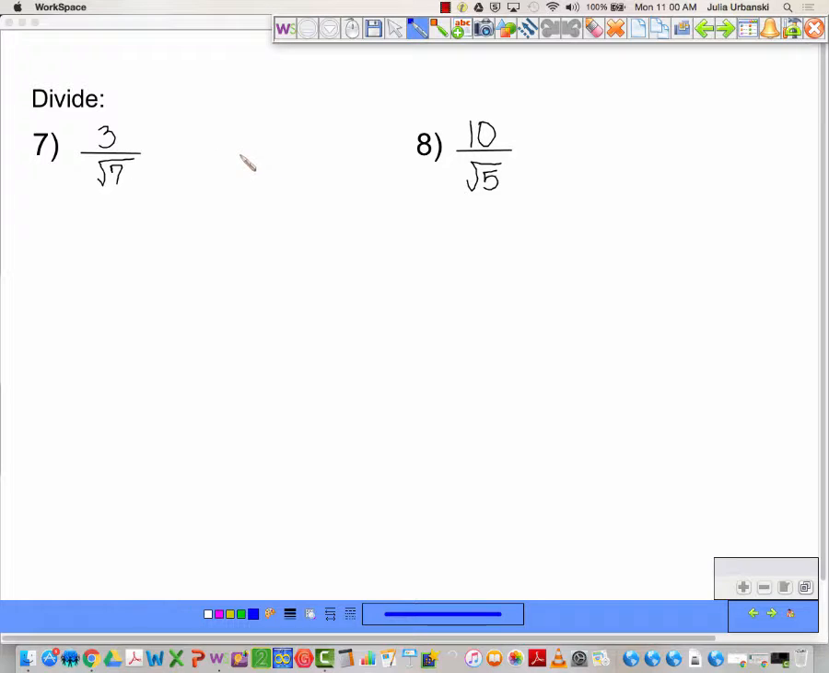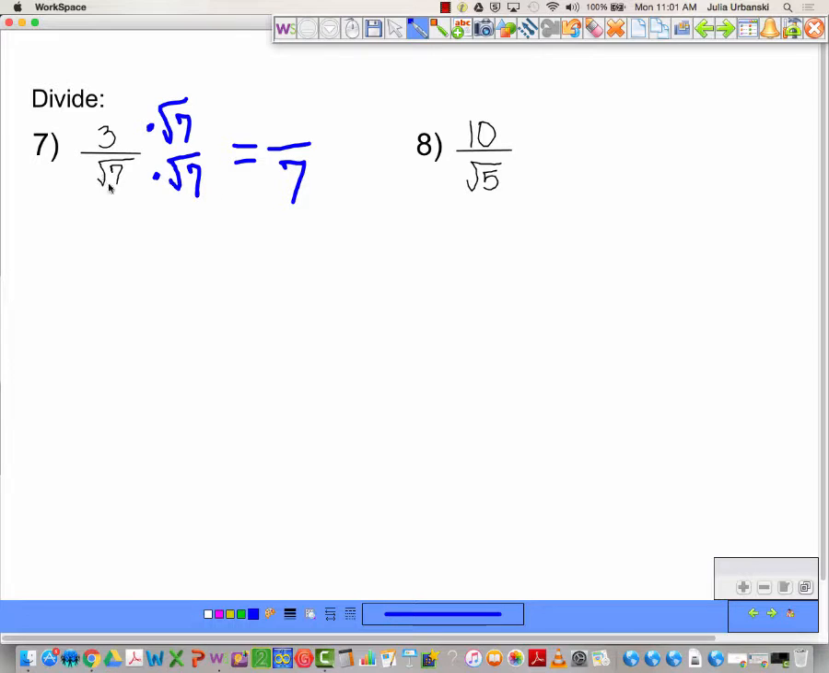So what I want to have happen is I want to have a 7 on the bottom. Look at that carefully and think, what do you think? Good. You multiply by something that matches, so the number will stay the same, but the radical sign will go away. That's what you want to have happen. But whatever you do to the bottom, you have to do to the top.